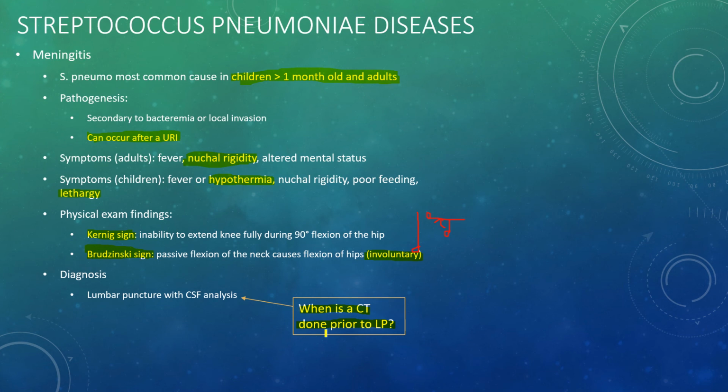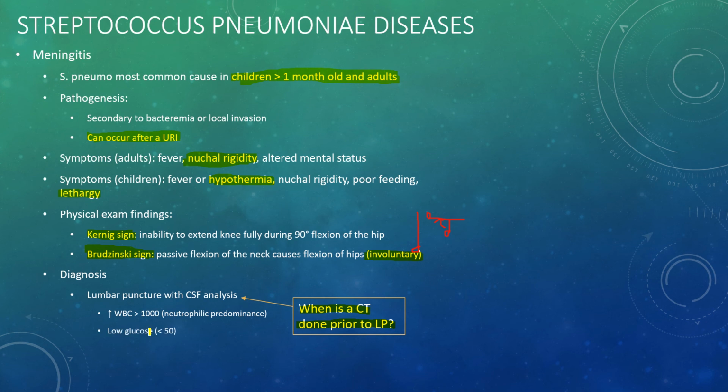So any of those indications are reasons not to do an LP first and do a CT beforehand. On the lumbar puncture, we'll have some specific findings for bacterial meningitis. We'll have increased white blood cell count greater than 1,000 with a neutrophilic predominance. Remember, this is an extracellular bacteria, so neutrophils will be the ones fighting it the strongest. A low glucose level, less than 50.